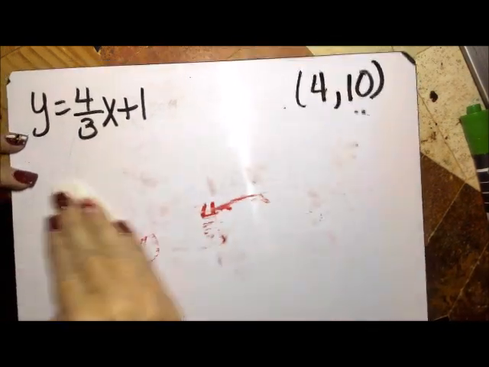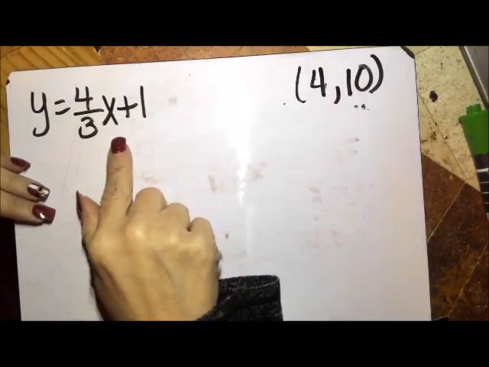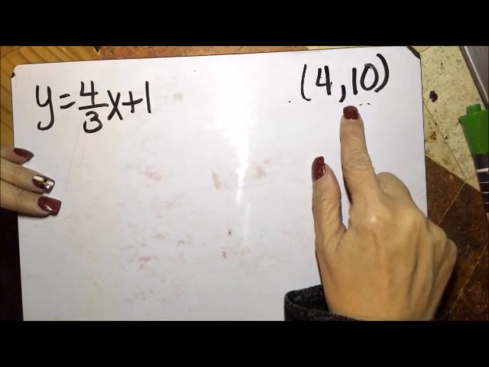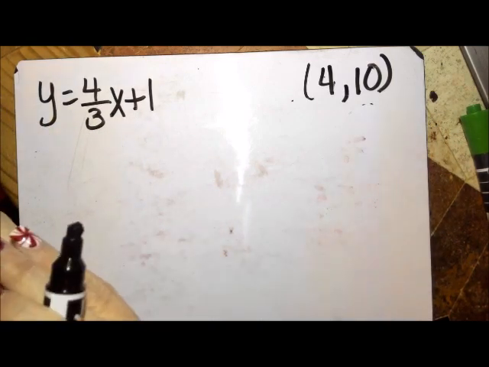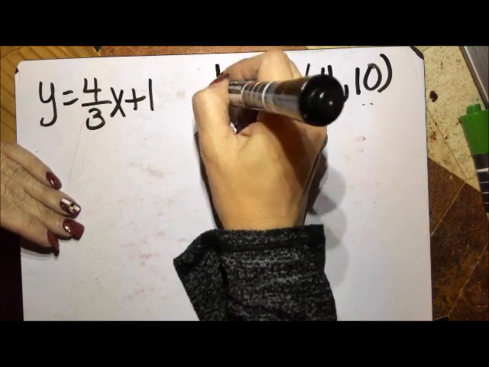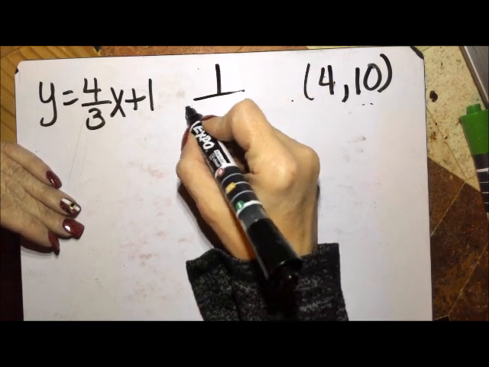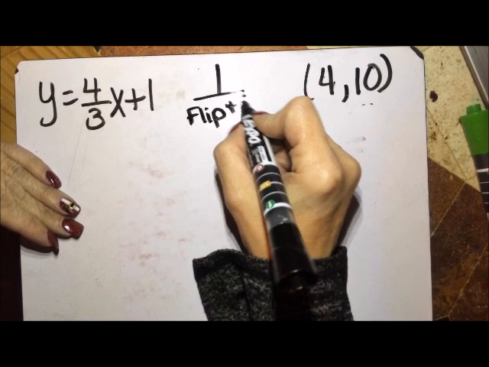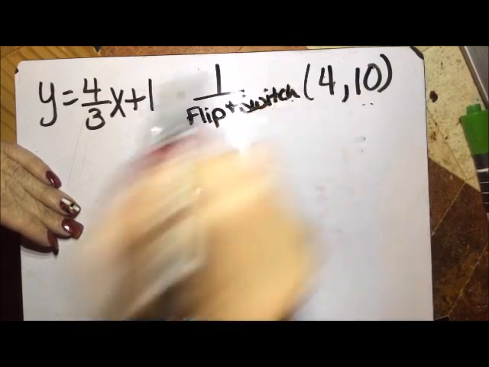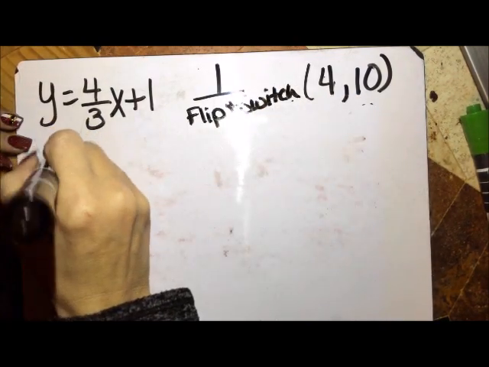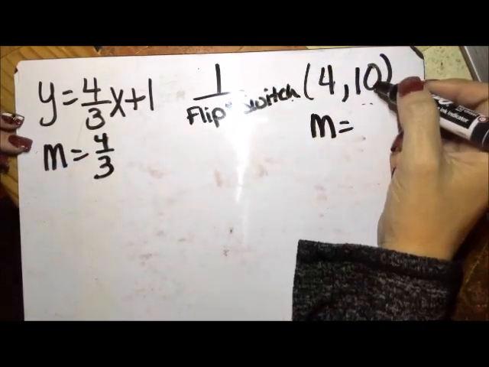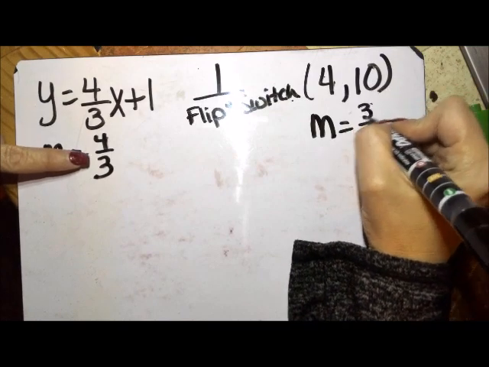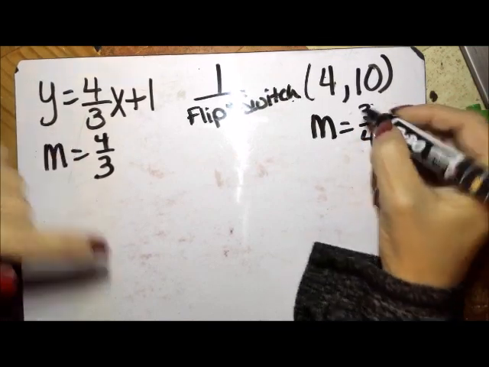Okay, so let's do this. Let's take this one right here, the same one. What if I told you that the line that goes through this point is perpendicular to this? All right, perpendicular means I have to flip it and switch it. So if I tell you that it's perpendicular, I need to remember that I have to flip it and switch the slope. Okay? So my slope over here is 4 over 3. My slope that goes through this point, flip it and switch it. It's positive, so I'm going to make it negative.